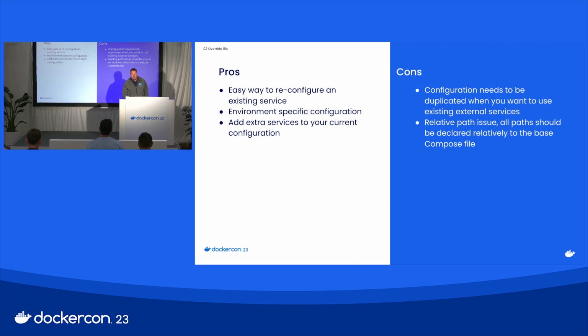The disadvantages are mostly that if you want to use an external service that has already been declared somewhere else, you will have to copy paste the whole configuration inside your override file to use it. And there can be some path issues due to the relative paths that we use. You have to know that the relative path used is the one of the main compose file and not the one of the override file. So if the files are not in the same place, you may have some issues, okay?